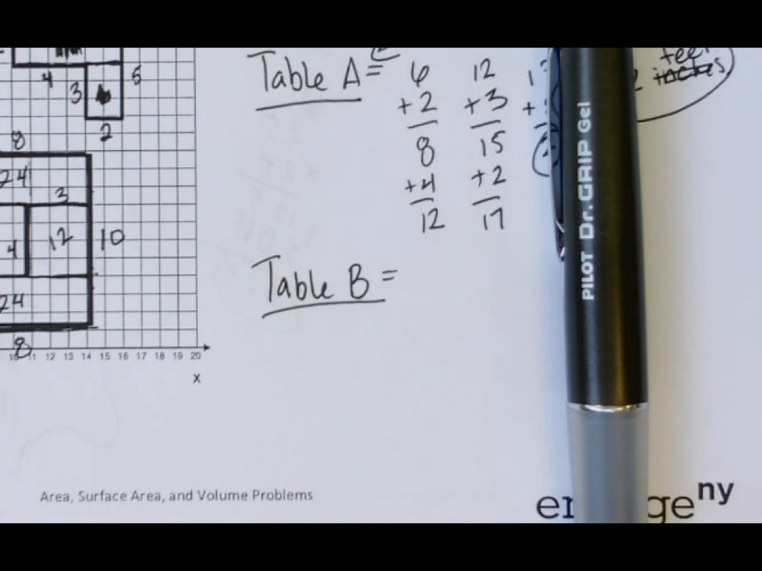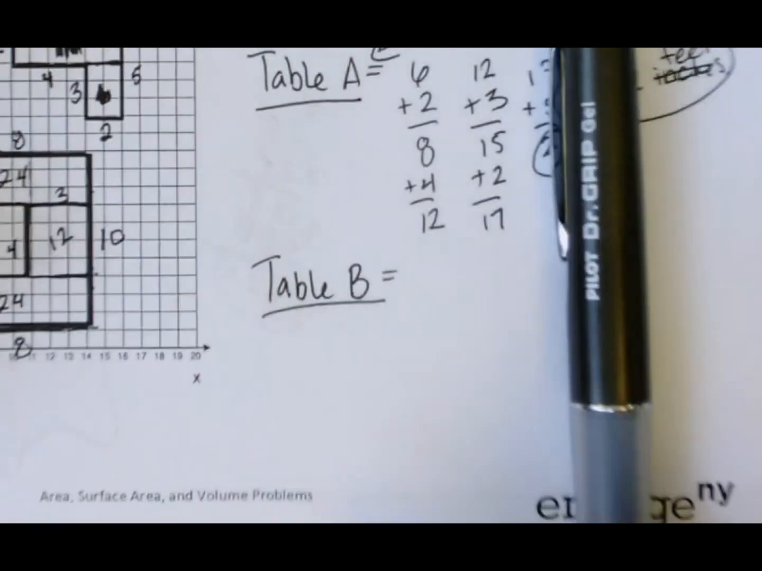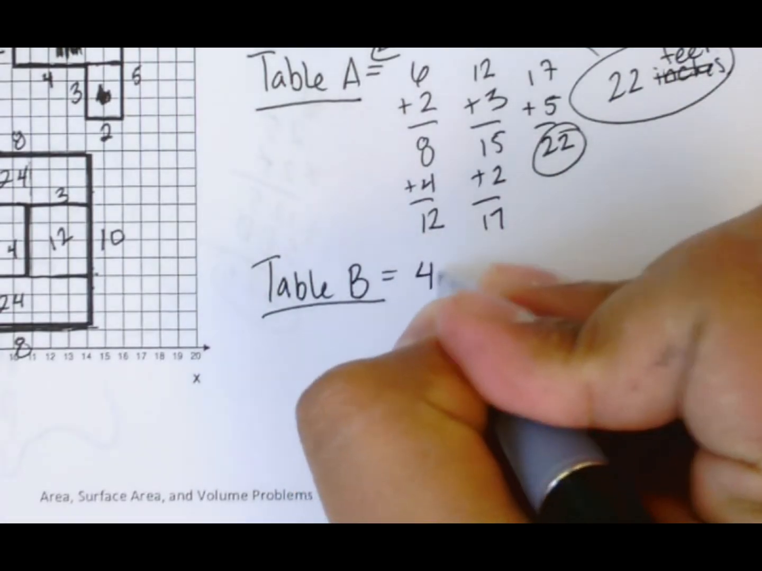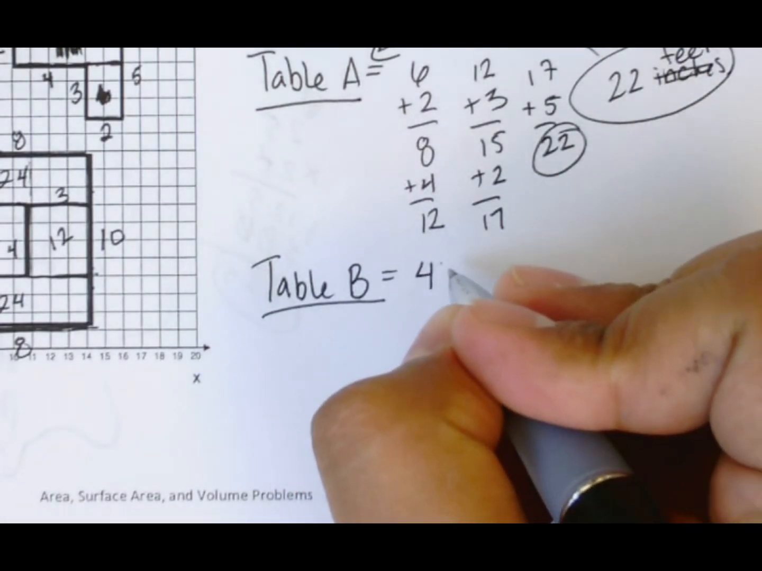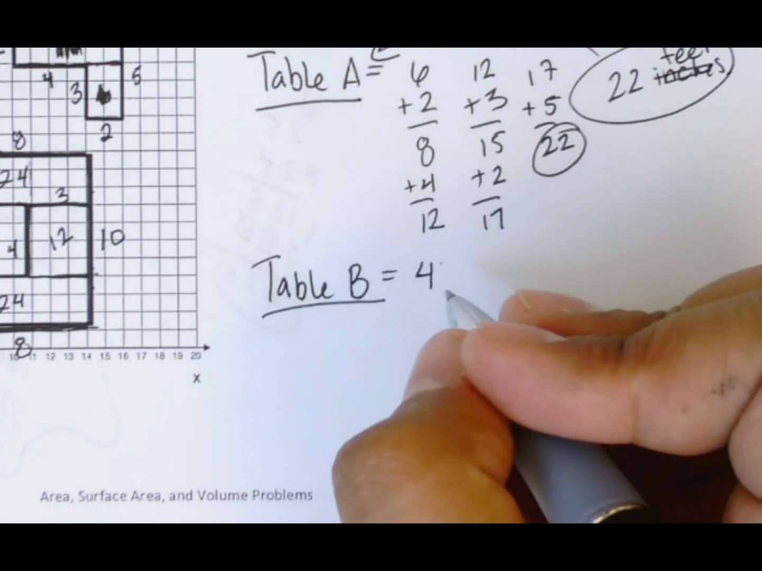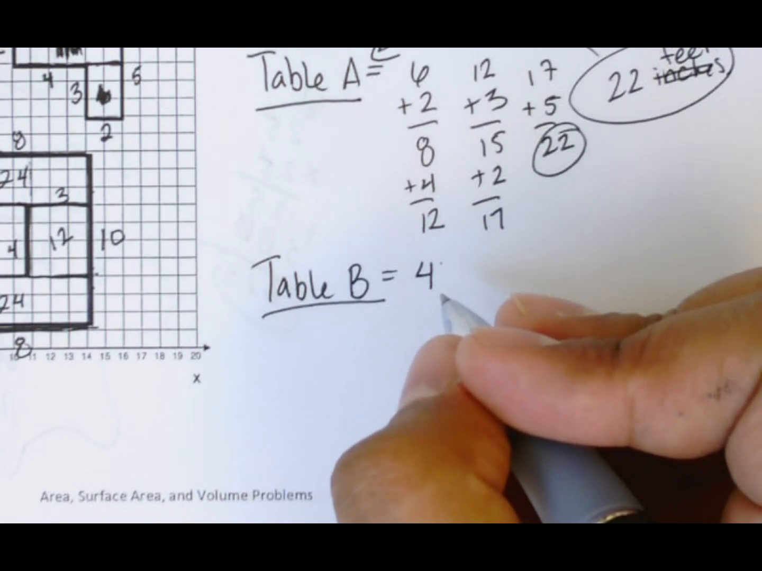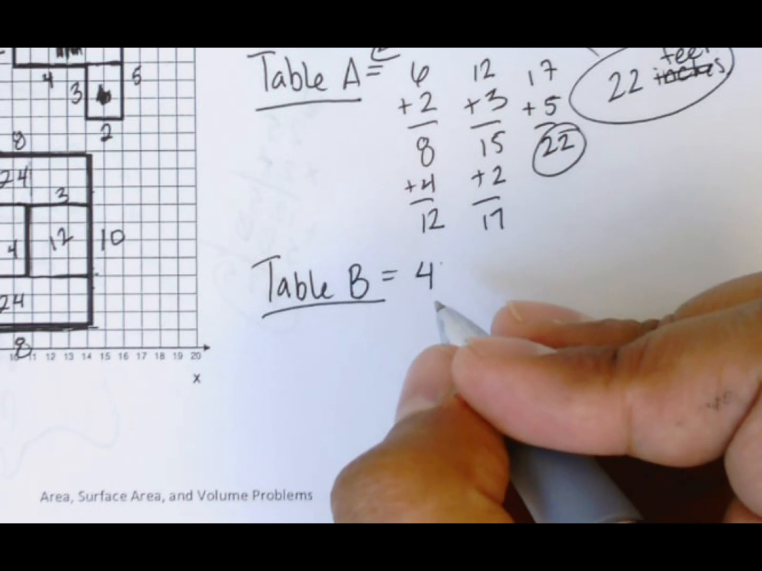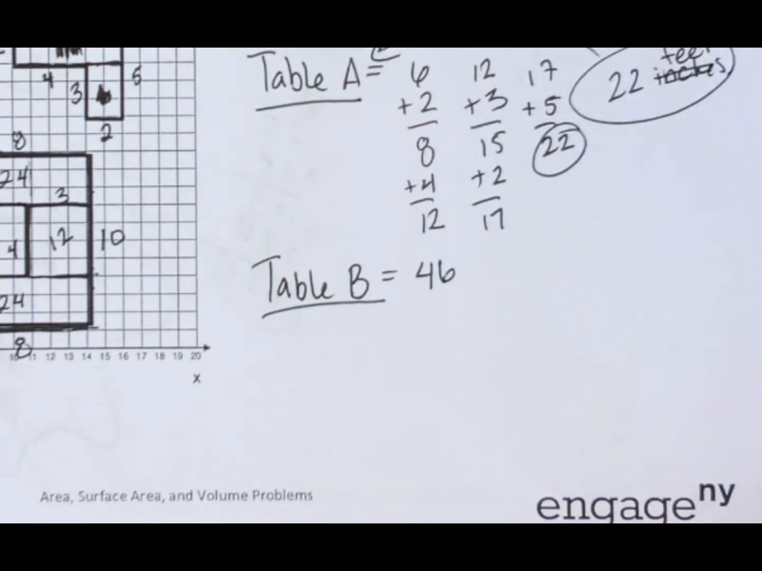All right, ladies and gentlemen. You guys ready? What's the perimeter for table B? Alyssa. You guys agree with her? Yeah? What did you get? Anyone else get 58? Let's double check our work then.